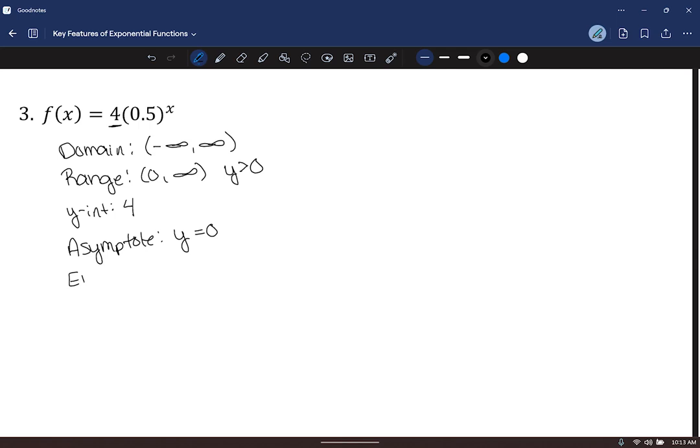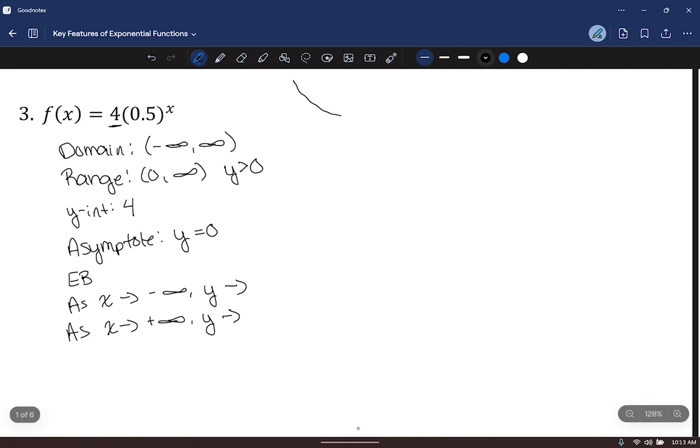And for my end behavior, as x approaches negative infinity, y approaches something. And as x approaches positive infinity, y approaches something. Now, since this is a decay, it's going to go down from left to right. So on the left side, my y's are getting more positive. On the right side, they're getting closer to 0.